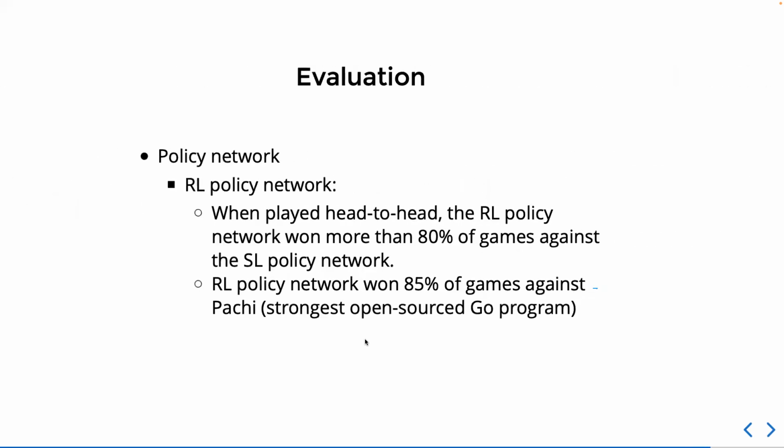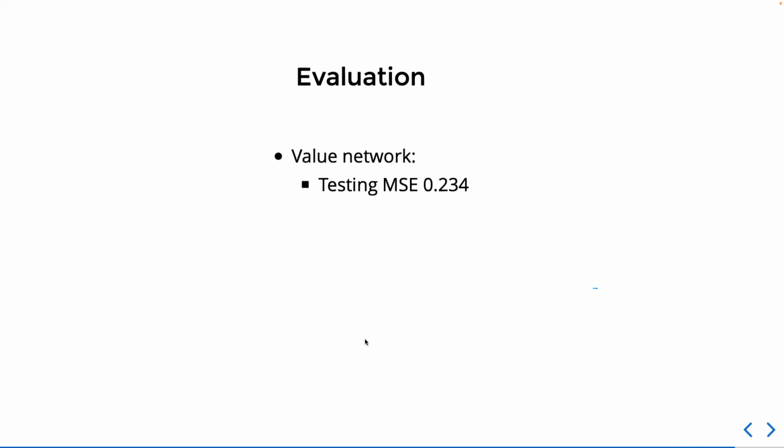And the evaluation for the RL policy network is when they play against the SL policy network, they can win more than 80% of the games. The evaluation for the value network is the testing mean squared error.